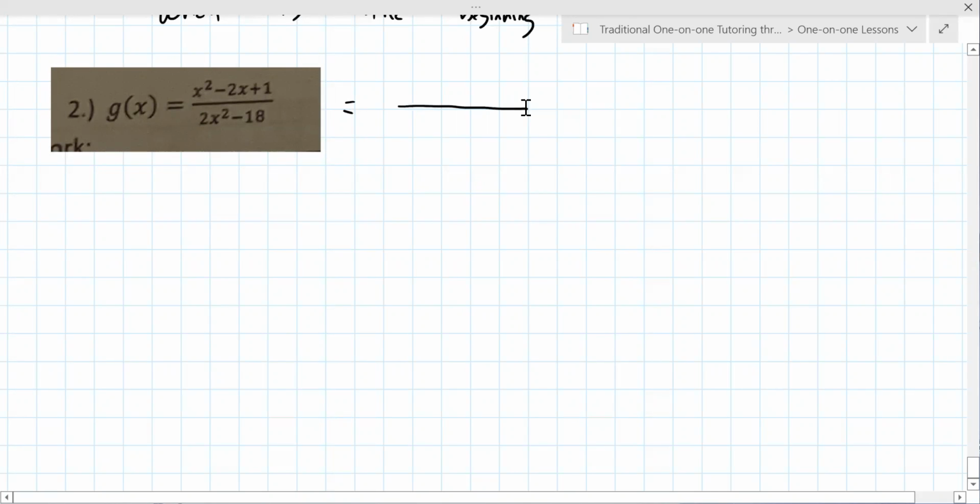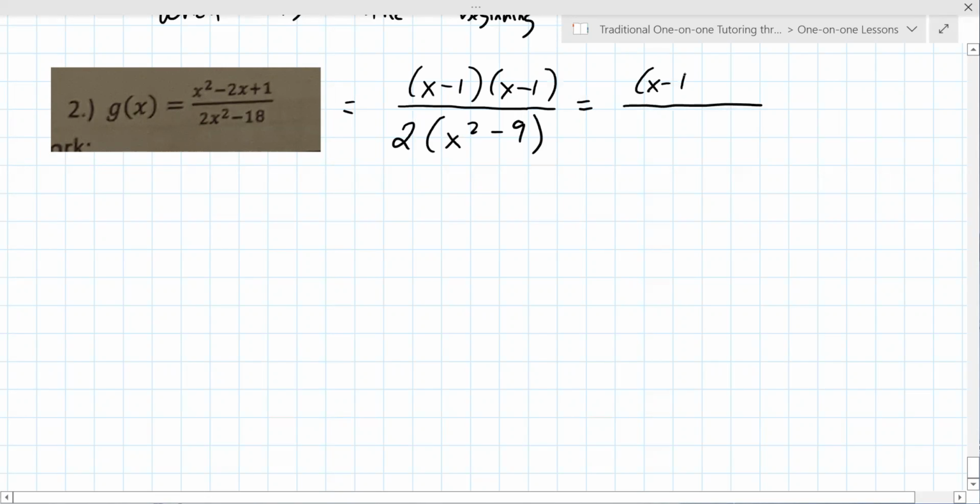So the numerator is actually a perfect square trinomial. You figured that out already, x minus 1, x minus 1. And the denominator, you have to first factor out the greatest common factor. So it's okay to do this in pieces. I know that we would love to just get it all in one step, but sometimes you can't.